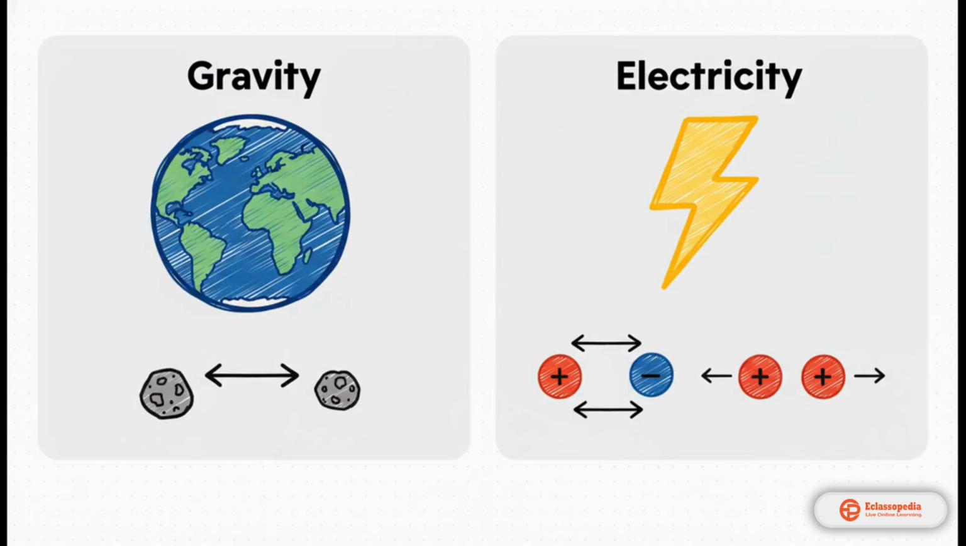For gravity, the thing that makes it happen is mass. For electricity, the source is something called charge. But here's the big twist. Gravity only ever pulls things together. It's always attractive. Electricity, though, has a dual personality. It can pull things together or it can push them apart. And that one little difference, well, it changes absolutely everything.